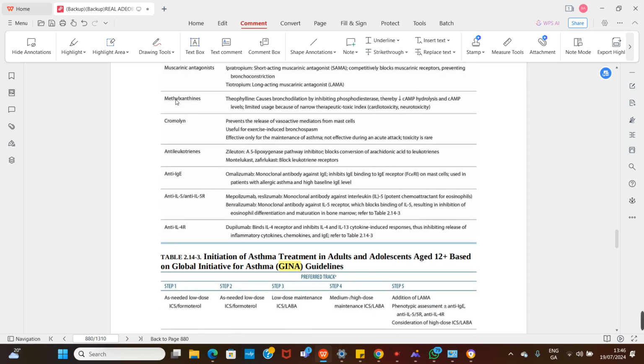The methylxanthines, so these guys inhibit phosphodiesterase, and theophylline is an example. They inhibit phosphodiesterase and they prevent the breakdown of cAMP. cAMP accumulates, causes relaxation of the smooth muscle of the airway, and prevents the bronchoconstriction. So, what is one thing about the methylxanthines? They have a narrow therapeutic index, and you have to be careful of cardiotoxicity as well as neurotoxicity.